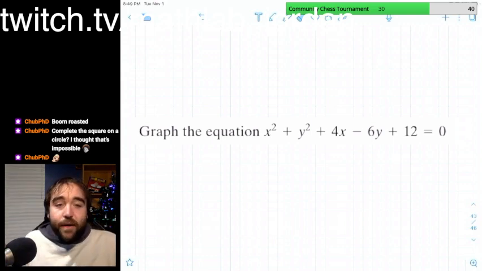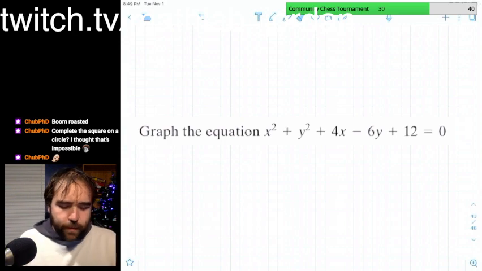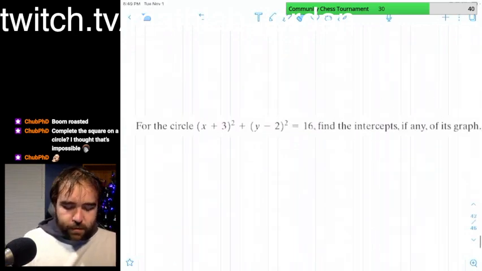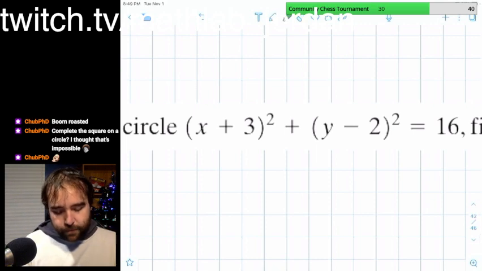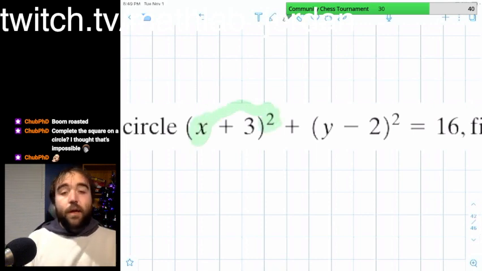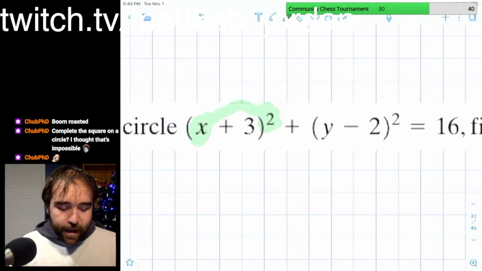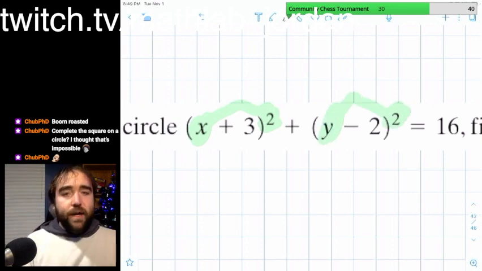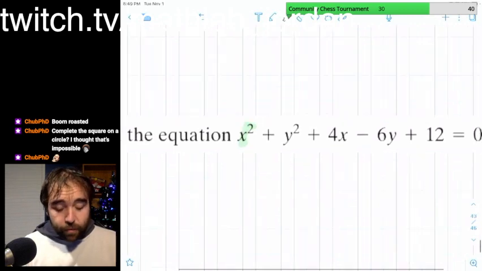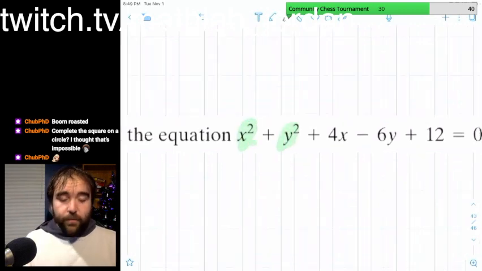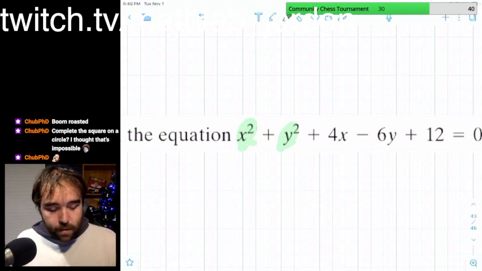All right, so now we got to graph this circle. So first off, how do we even know it's a circle? Well, notice that when we're talking about circles up here, you've got like x plus 3 squared. And so if you multiplied that out, you'd end up with like an x squared. And same thing with the y's, you'd end up with a y squared. So we know that this is a circle because see how we have both the x squared and the y squared. If there was just one of them, it would be a parabola.